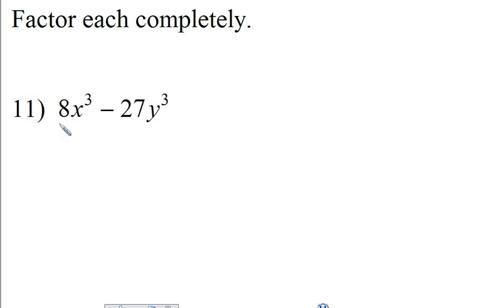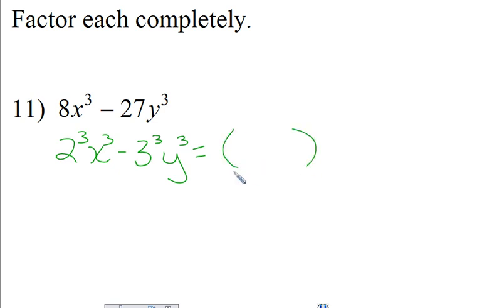Now 11 is a little bit different because we've got variables on the front and the back side of the problem, and we've got numbers as well. But all of these are perfect cubes. So again, the first thing I'm going to do is I'm going to rewrite that 8 as 2 cubed, and that 27 as 3 cubed. And now I'm ready to factor. Again, in the binomial, you're just going to drop the 3's. So if I drop all 4 of those 3's, I'm going to have 2x minus 3y.